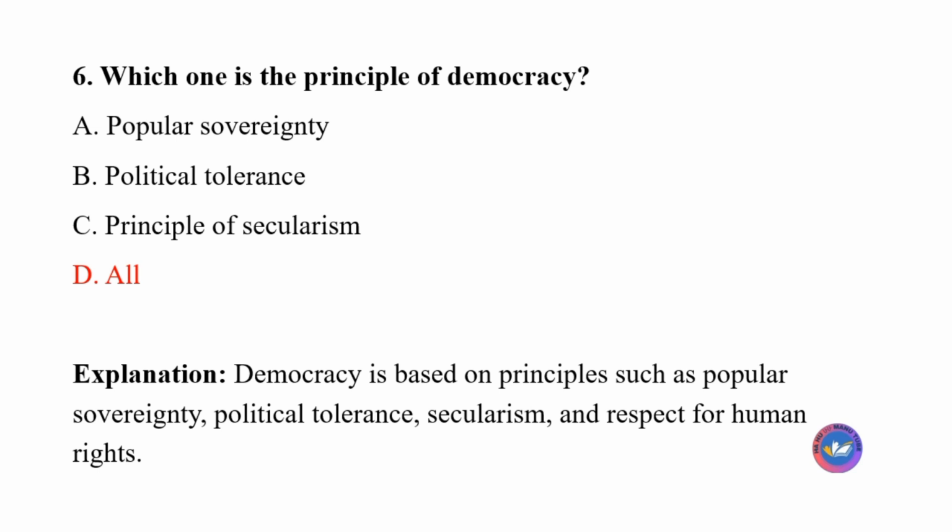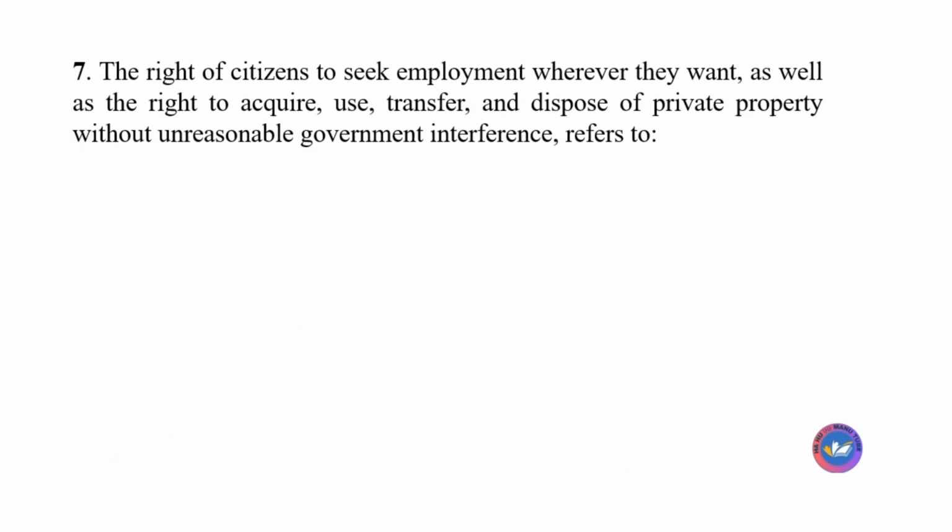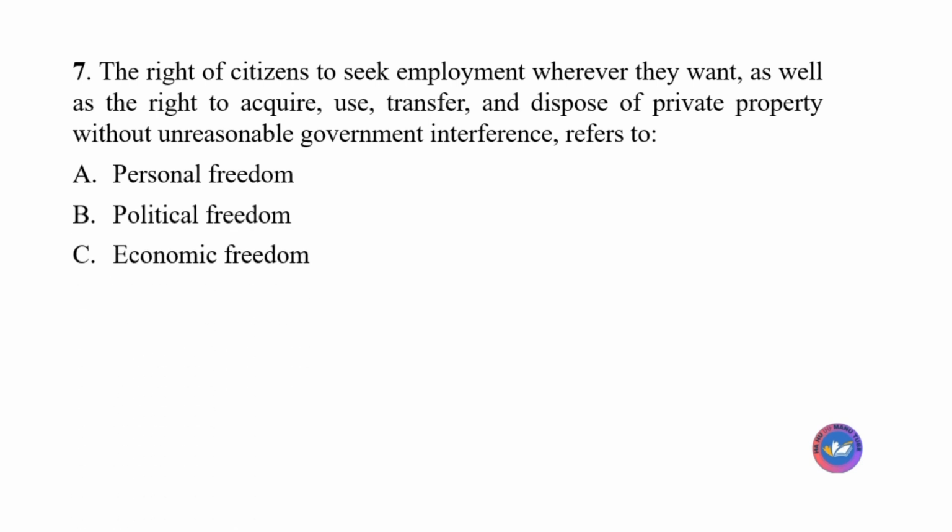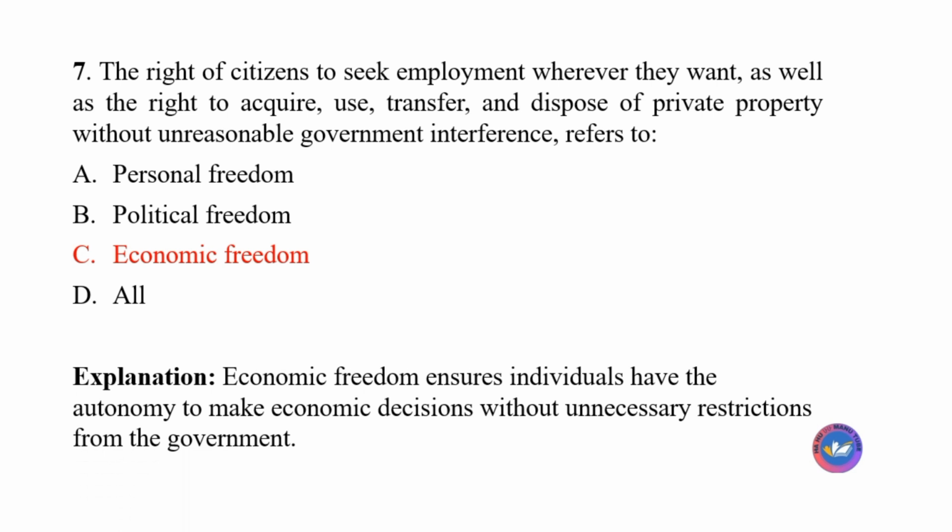Question number 7. The right of citizens to seek employment wherever they want, as well as the right to acquire, use, transfer, and dispose of private property without unreasonable government interference refers to A. Personal freedom, B. Political freedom, C. Economic freedom, D. All. The answer is economic freedom. Economic freedom ensures individuals have the autonomy to make economic decisions without unnecessary restrictions from the government.